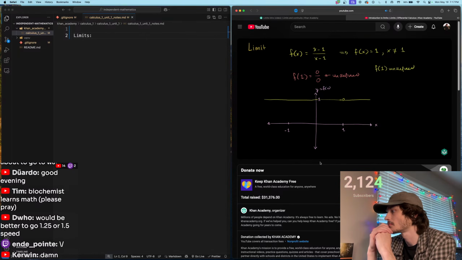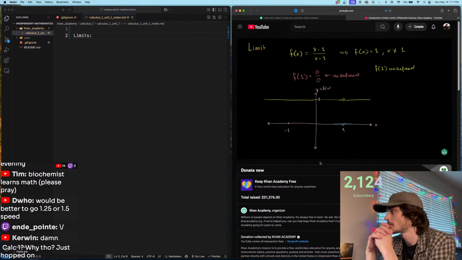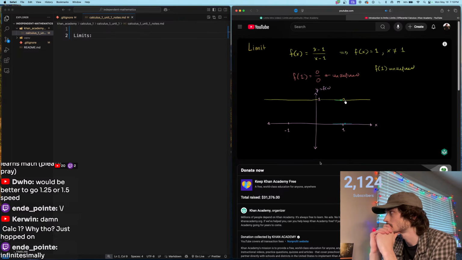Now this is starting to touch on the idea of a limit. So as x gets closer and closer to 1, as we get closer and closer x's to 1, what is the function approaching? Well, on the left-hand side, no matter how close you get to 1, as long as you're not at 1, f of x is equal to 1. Over here, from the right-hand side, you get the same thing.